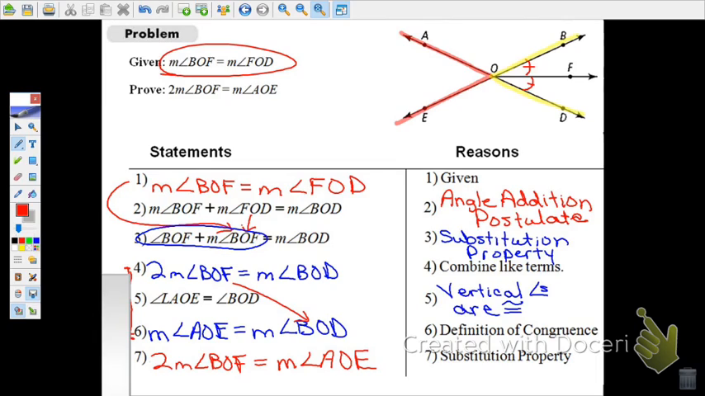What doesn't happen is that your reason, okay, we get students that automatically put this down here, and then for the reason they want to write prove. Okay? We don't use prove. We use given, but we don't use prove as a reason. That's smart. Okay?